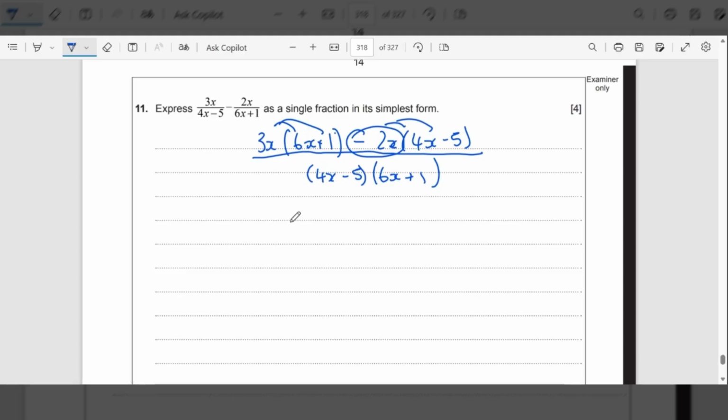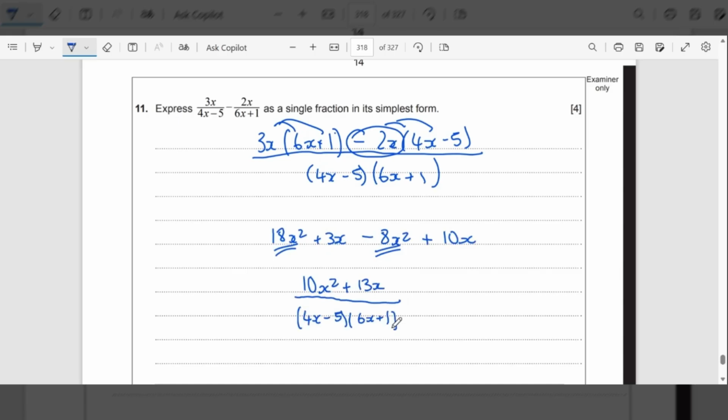I did say I wouldn't give answers, but I think it's worth mentioning. Okay, minus 8x squared because it's a minus times a plus, and then plus 10x because the last times is a plus times a plus. Simplify that, you get 10x squared, 18 take away 8, and then 3 plus 10 is 13x. However, what I didn't do there is the bottom. Weirdly, the bottom you do not in these examples need to simplify, so that would be your final answer.